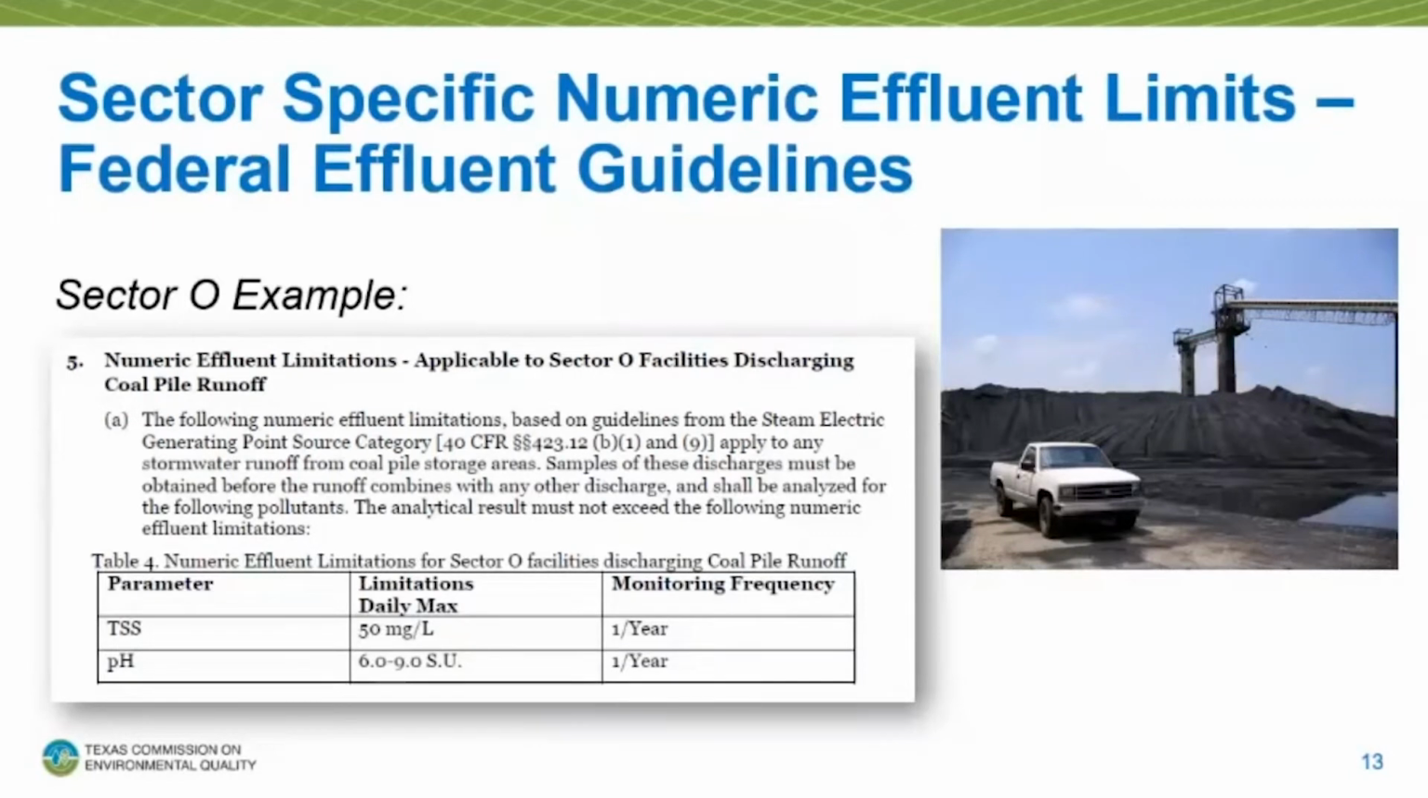So here's an example of one of the kinds of sector-specific numeric effluent limits. This is the kind that we have described under Sector O in the permit. So it's specifically for our Sector O facilities that have coal pile runoff. So if you were a steam electric generating facility that had coal piles and there was any runoff from them, then you would be required to perform this kind of monitoring. And so in Net DMR, you would see that you have requirements to report for total suspended solids and pH.